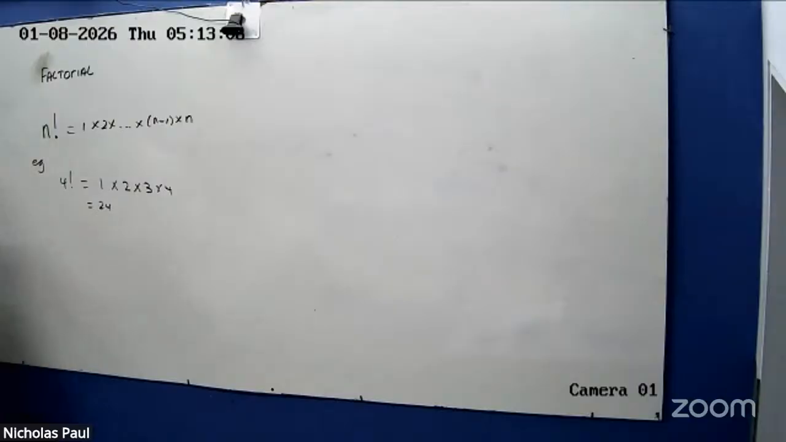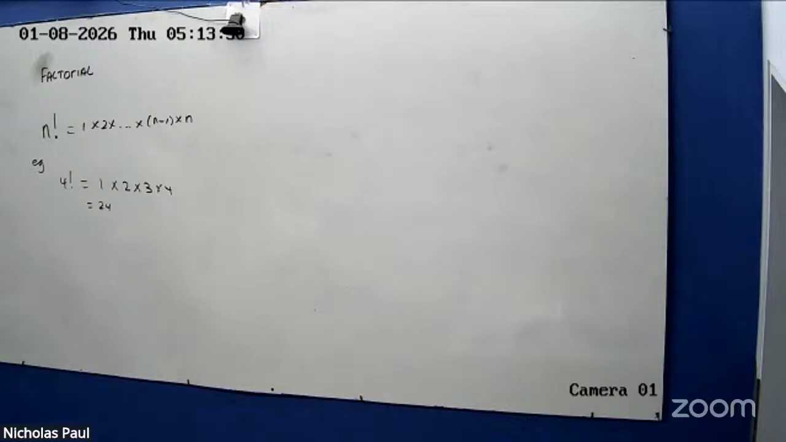If you go to a calculator, you will see the factorial symbol, the exclamation mark. Go to the calculator and press 4 factorial. Again, 4 factorial is 24, right?